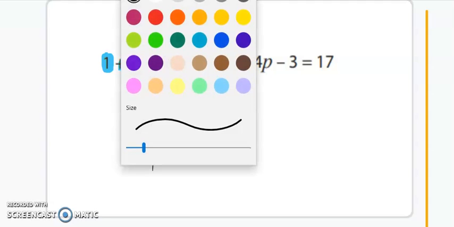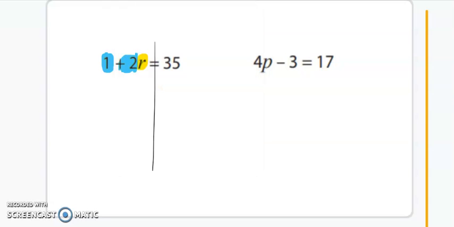And whenever we say we want something to go away, what we have to do is the opposite or the inverse. So right here I see this 1. The opposite of a positive 1 is a negative 1 here. And whatever you do to one side, you do to the other side as well. So negative 1 there and negative 1 under my 35.